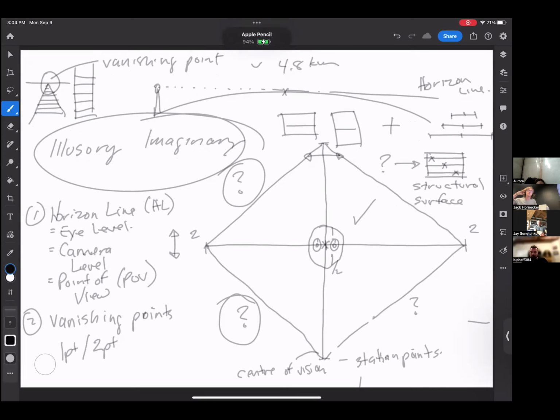Okay. This is a good question. The question is, what's a good example of illusory perspective versus imaginary perspective?